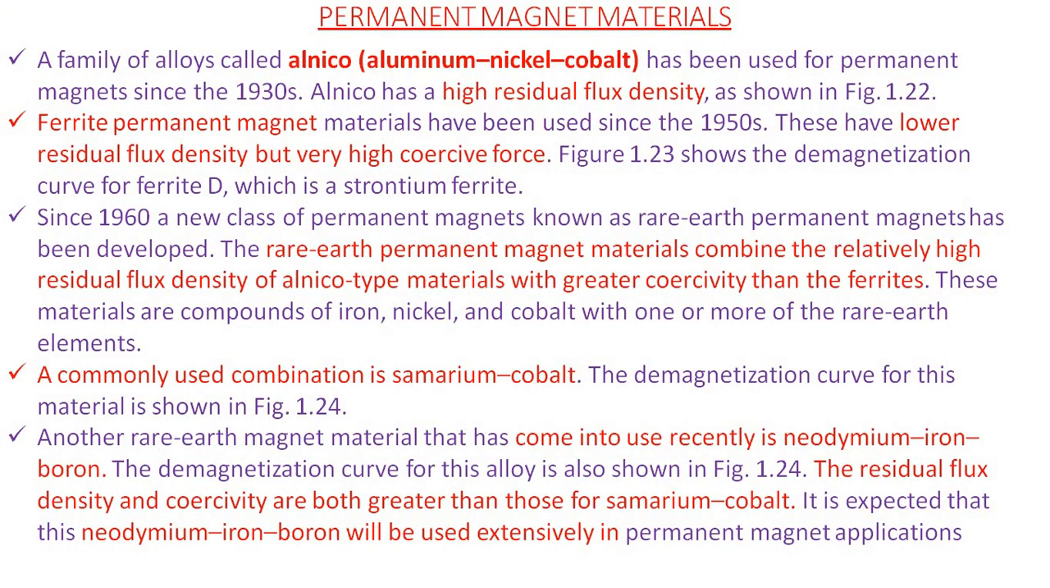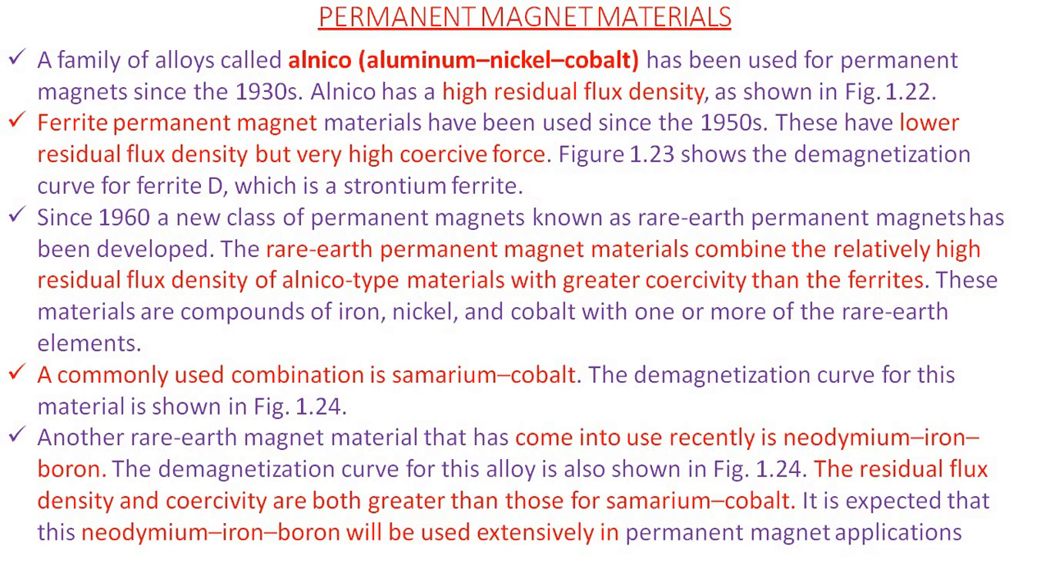Next one is the permanent magnet materials. A family of alloys called alnico, aluminum, nickel, cobalt, has been used for permanent magnets since 1930. Alnico has a high residual flux density. Ferrite permanent magnet materials have been used since 1950. These have lower residual flux density but very high coercive force. So this is the demagnetization curve for ferrite.